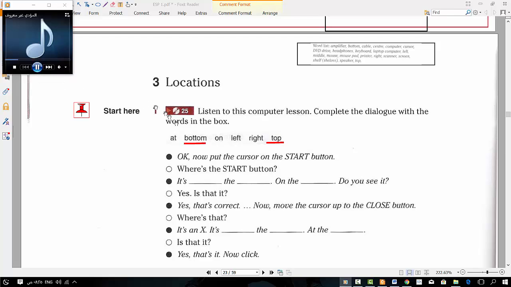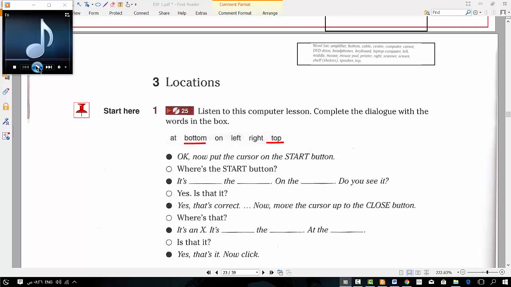Okay, now put the cursor on the Start button. Put the cursor, المؤشر، مؤشر الفارة, on the Start button. This one. Where's the Start button? Where is the Start button? Where? أين?